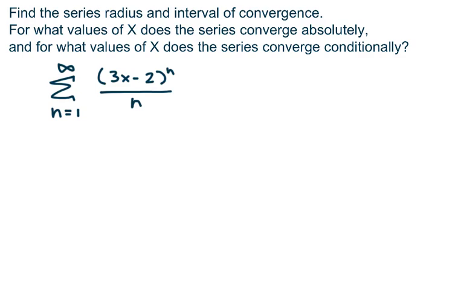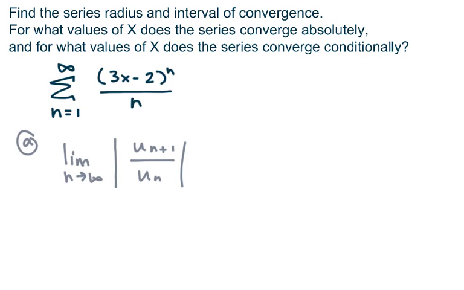The first thing we're going to do here is apply the ratio test. What the ratio test says is that we're going to take the limit as n goes to infinity of the absolute value of u sub n plus 1 over u sub n. And by the ratio test, if this value is less than 1, then we will have absolute convergence. So let's set that up.